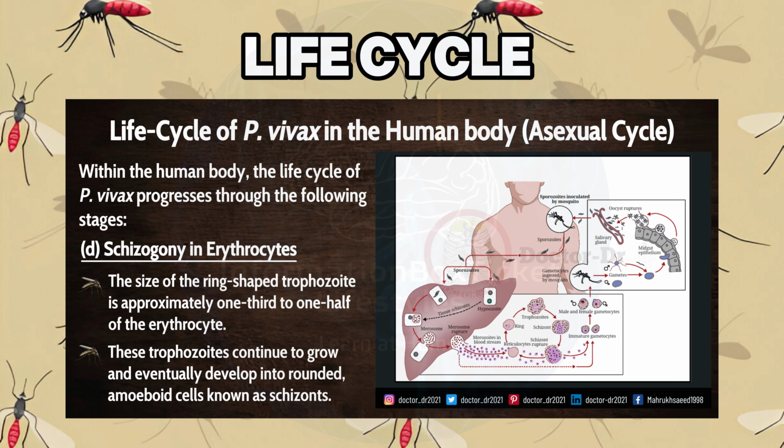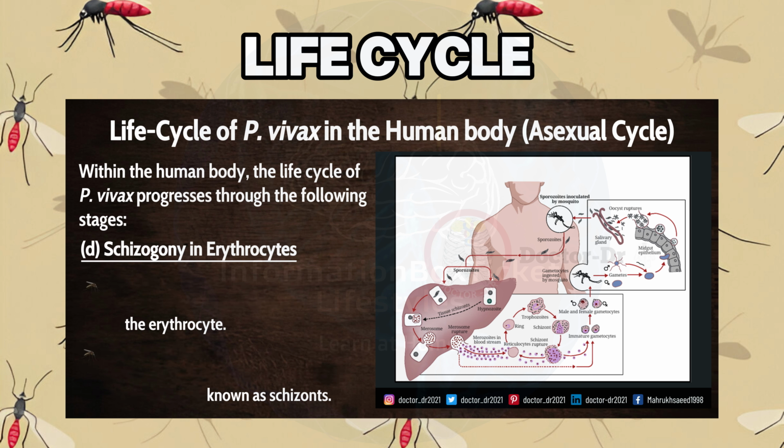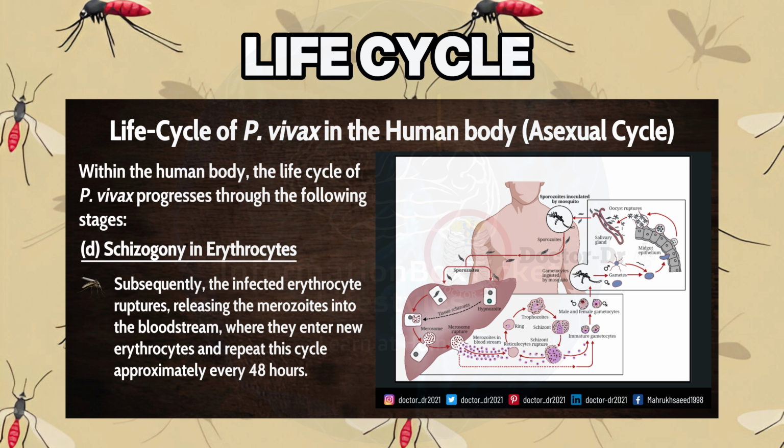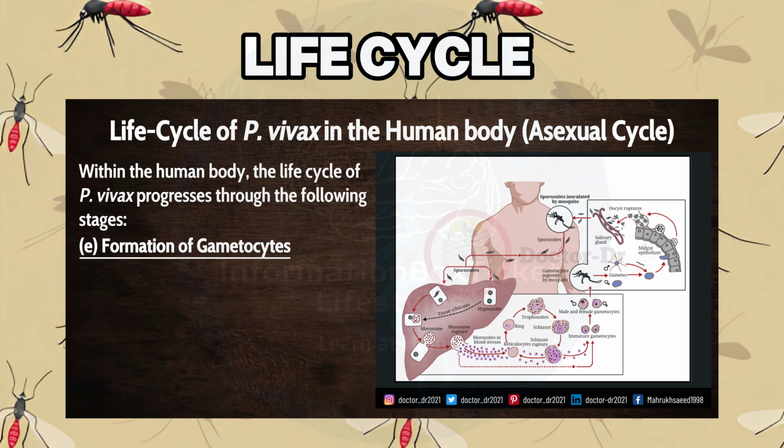These trophozoites continue to grow and eventually develop into rounded amoeboid cells known as schizonts. The schizonts then undergo schizogony, a process through which they give rise to 12 to 24 oval-shaped merozoites. Subsequently, the infected erythrocyte ruptures, releasing the merozoites into the bloodstream, where they enter new erythrocytes and repeat this cycle approximately every 48 hours.